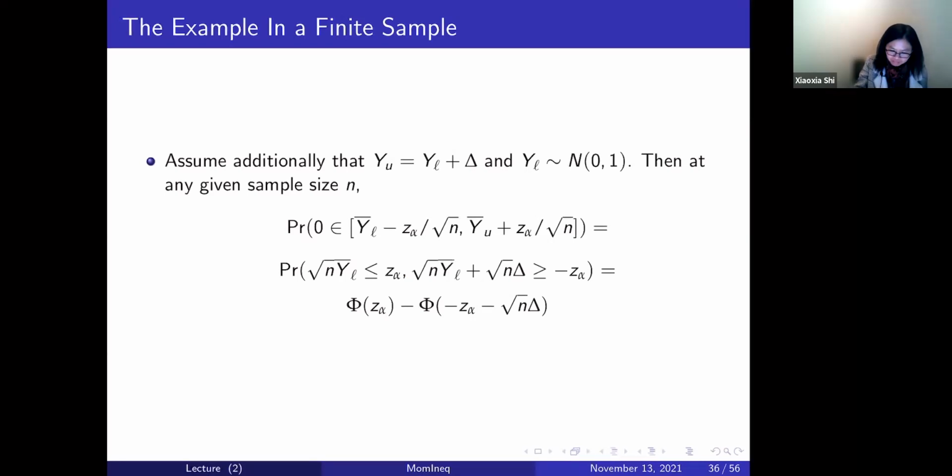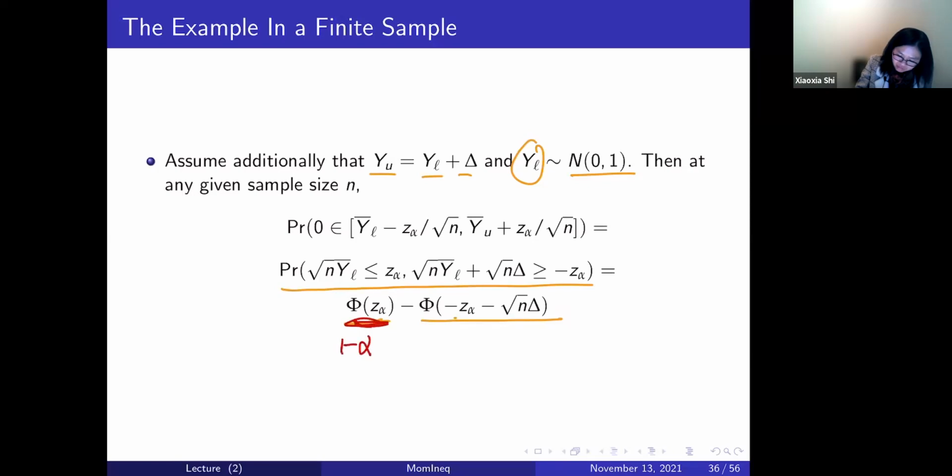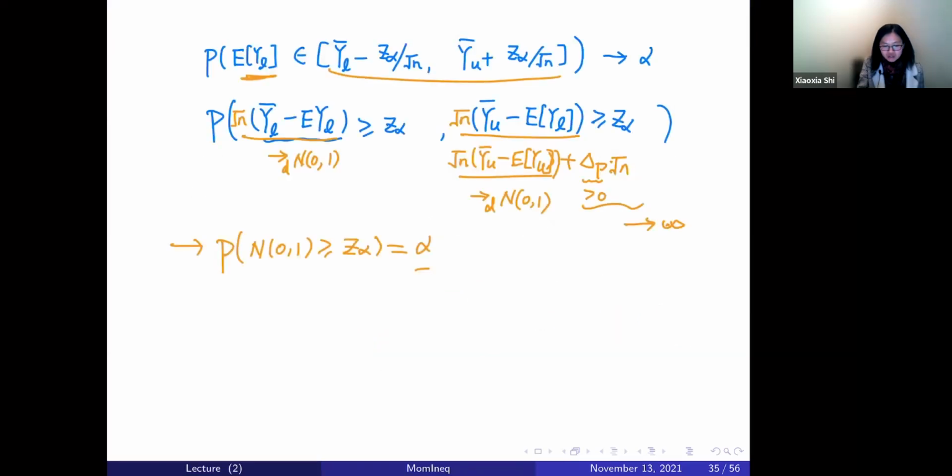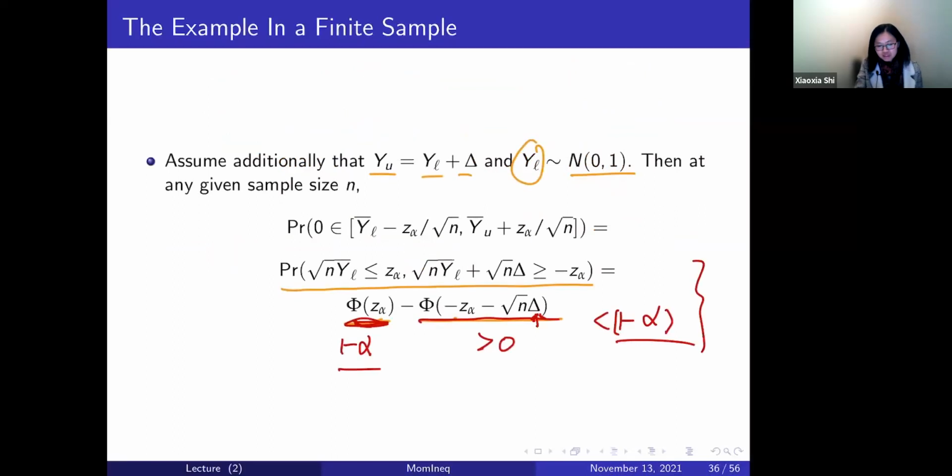So in finite sample, you can find that, now additionally, suppose that YL is normal 0, 1, and YU is YL plus delta. Delta is the length of the interval. Then in finite sample, you can find the coverage probability of the interval is actually Psi of Z alpha minus Psi of minus Z alpha minus root n delta. So this part is 1 minus alpha. Well, this part is positive. Depending on what delta is, it could be a bigger positive number. Therefore, this difference is clearly less than 1 minus alpha, right? So in finite sample, this could be very different from 1 minus alpha, depending on what the delta value is. So even though there is pointwise asymptotic correct coverage, in finite sample the coverage can be pretty bad.